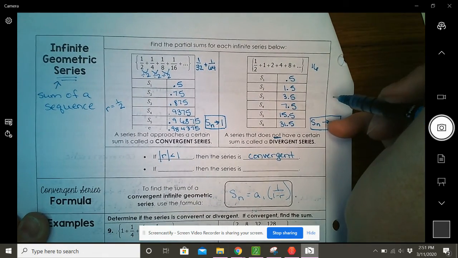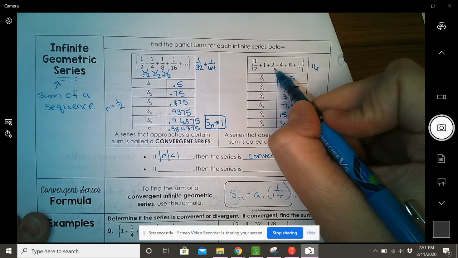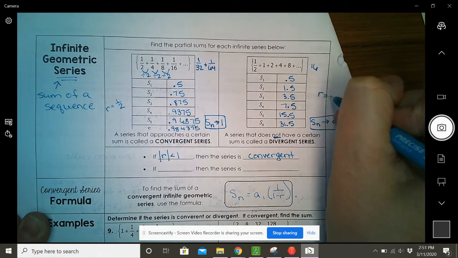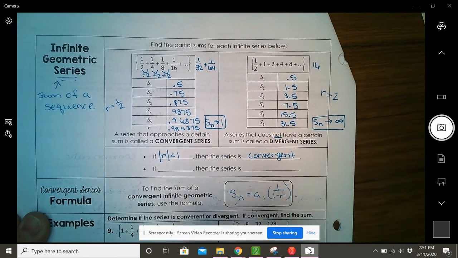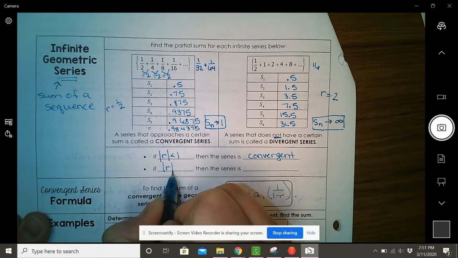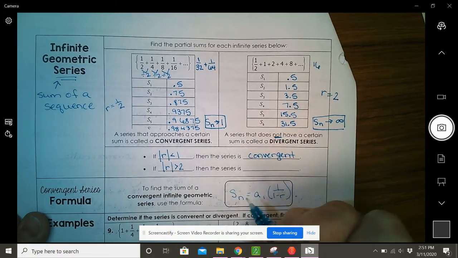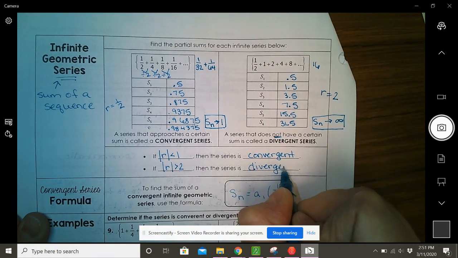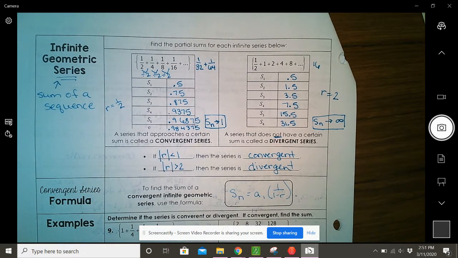In our second example, my series grows, it doubles each time, so my R value is 2. And when your R value is greater than 1, that is called a divergent series. So these infinite geometric series go on forever and ever. It's all about the R value as to whether or not we'll be able to find that sum.